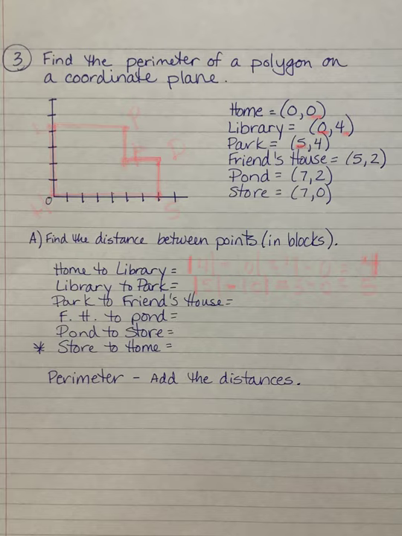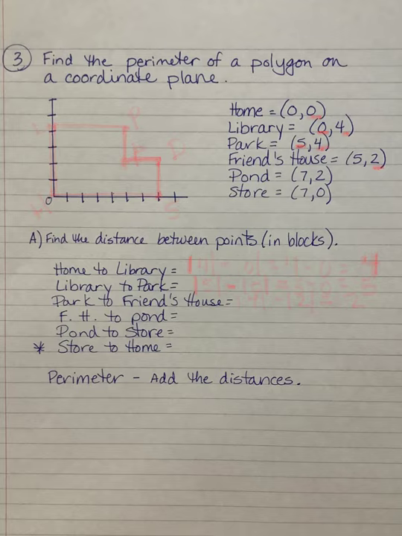From the park to the friend's house, again, it's vertical. Now we're back to vertical distance, so we're going to use the y-axis. To go from the park to the friend's house, we're going to use the y for the park minus the y for the friend's house. So the absolute value of 4 minus the absolute value of 2 becomes 4 minus 2, so that becomes 2. So it is 2 blocks from the park to the friend's house.